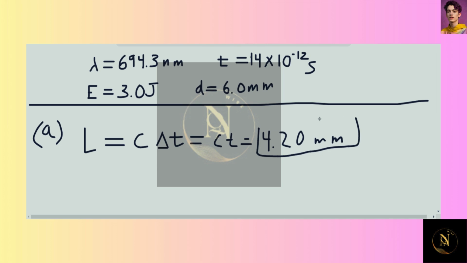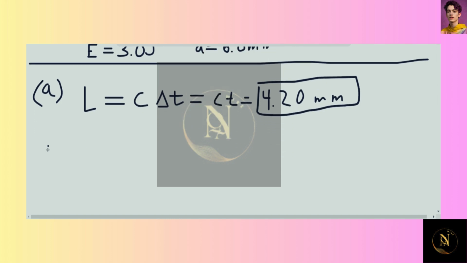Part B wants to find the number of photons per one pulse. The number of photons per one pulse, we can call this N sub gamma, gamma just standing for photons.